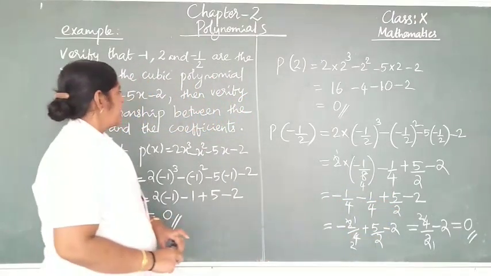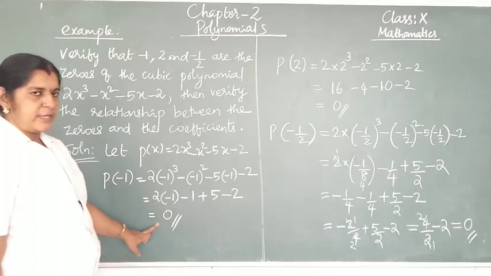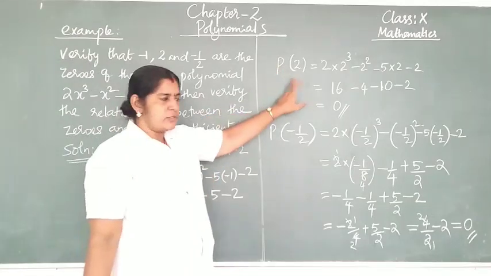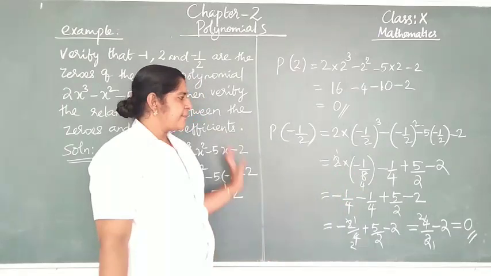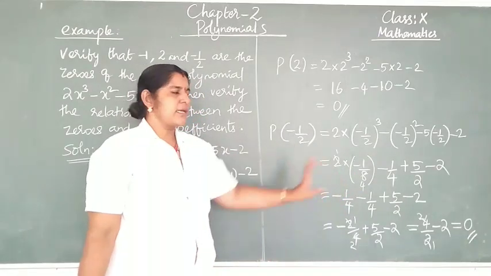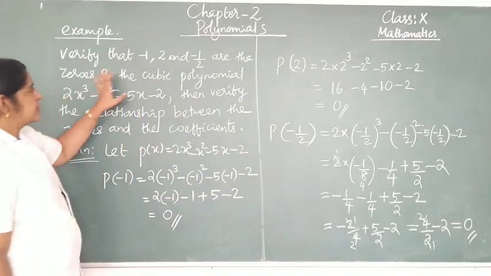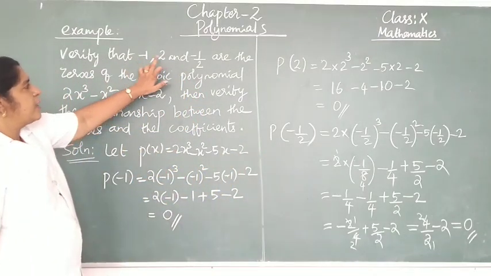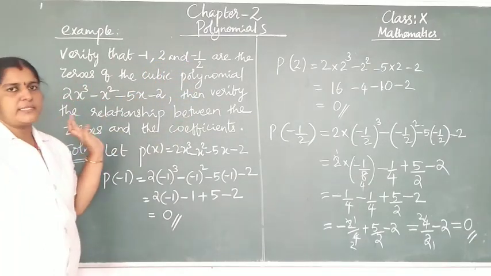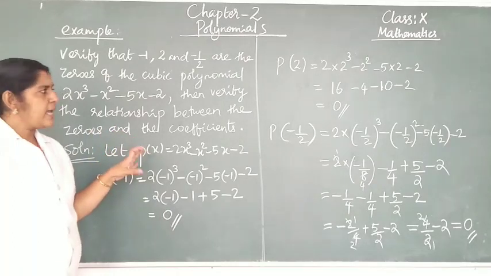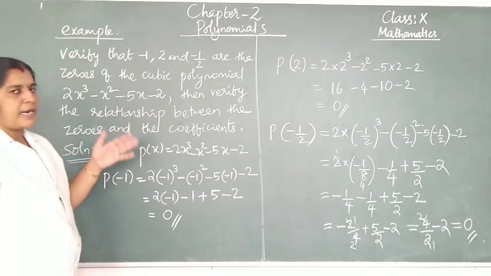So thus we got all the values, that is P of minus 1 is 0, P of 2 equal to 0, and P of minus 1 by 2 equal to 0. So from these values that we get 0, we can conclude that these three given numbers -1, 2 and -1/2 are the zeros of this cubic polynomial. Okay, so one section of the problem is over. Now we are moving to the second part of the question.